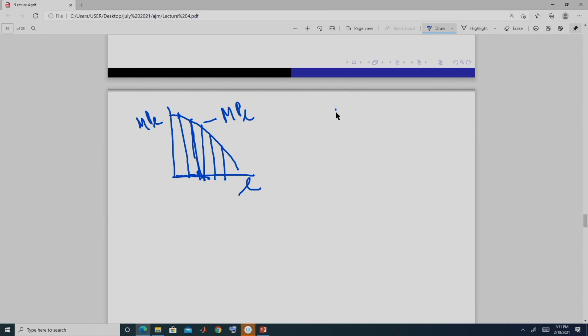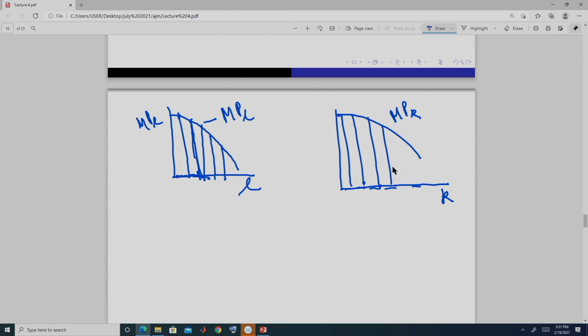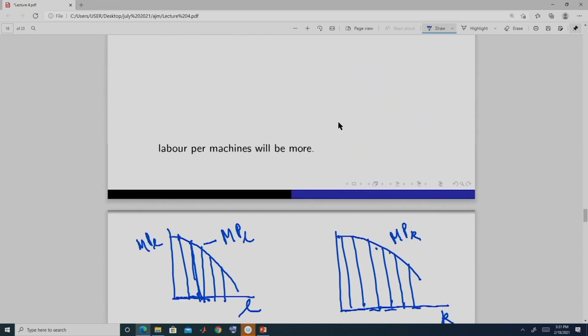Okay? Similarly, marginal product of capital is going to be going down as we go on increasing capital. Here, as we go on increasing capital, marginal product is decreasing. It is positive, but it is going down like this. And this is what the law of diminishing marginal product says. The main idea is something like this.